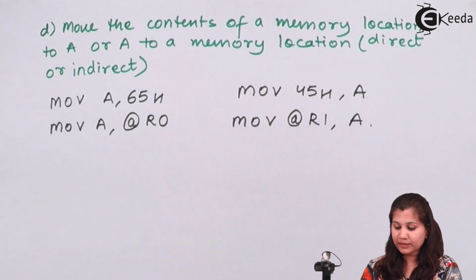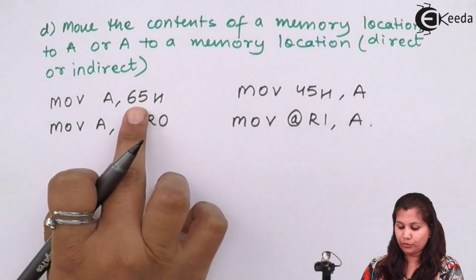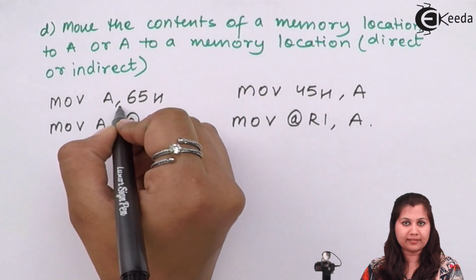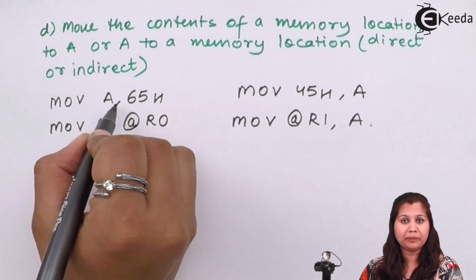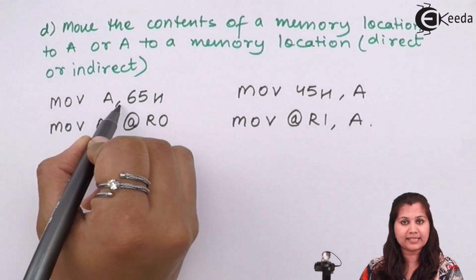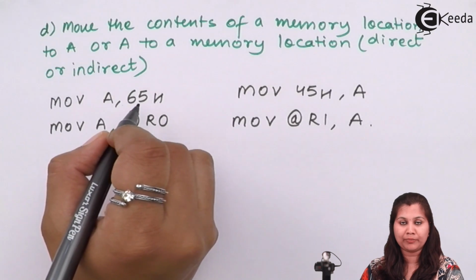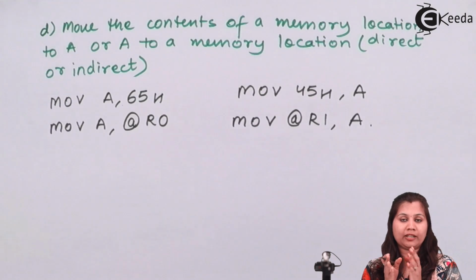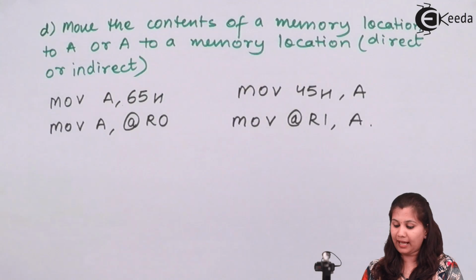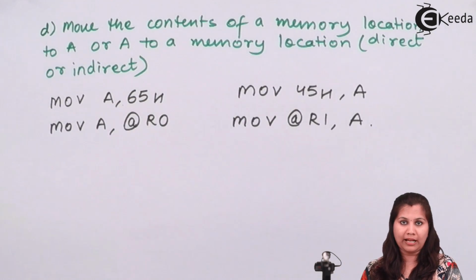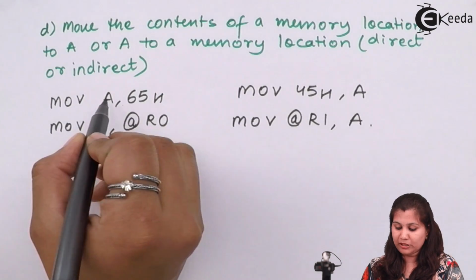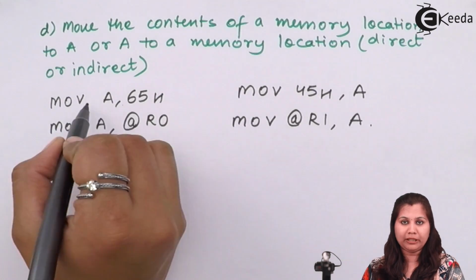So these are the examples where the contents of a memory location, you can see 65H, it is a memory location. No hashtag sign is written before it. So it will be a memory location. If hashtag is there, it means it will be an 8-bit data. So that's the difference. Don't get confused about what is an 8-bit data and what is a memory location. Before an 8-bit data, you will always get a hashtag sign, and for a memory location, there is no hashtag sign. So the contents of this memory location will be copied into the accumulator.